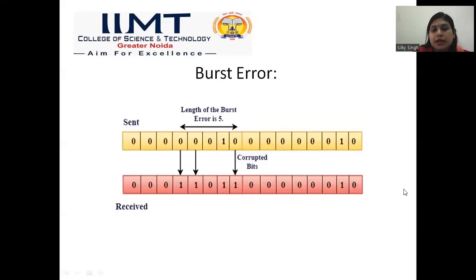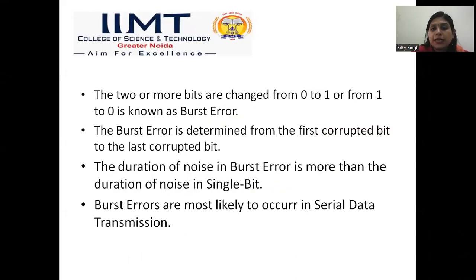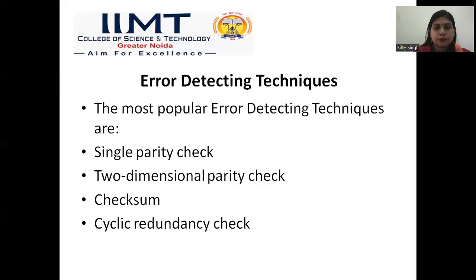Now, burst error. When two or more bits are changed from 1 to 0 and 0 to 1, that is known as burst error. The burst error is measured from the first corrupted bit to the last corrupted bit. The duration of noise in a burst error is longer than the duration of noise in a single bit error. Burst errors are most likely to occur in serial data transmission.